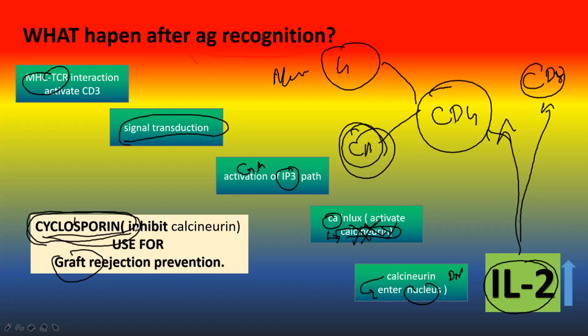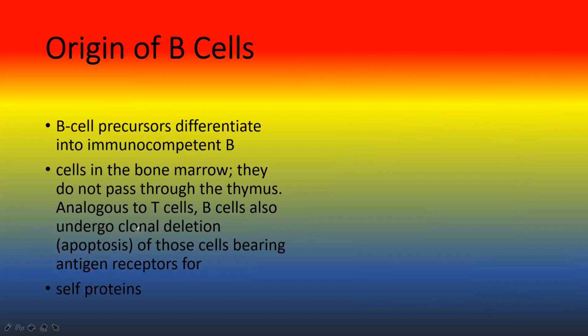What is cyclosporin? Cyclosporin suppresses the T cell. Cyclosporin suppresses the T cell activation, understand? Cyclosporin prevents the production of interleukin-2, blocks calcium signaling. This is the site of action for cyclosporin, how cyclosporin is working. Cyclosporin is the drug that suppresses your immune system, inhibits calcineurin, and we use it for graft rejection prevention. Okay, this is the full story of T cell.